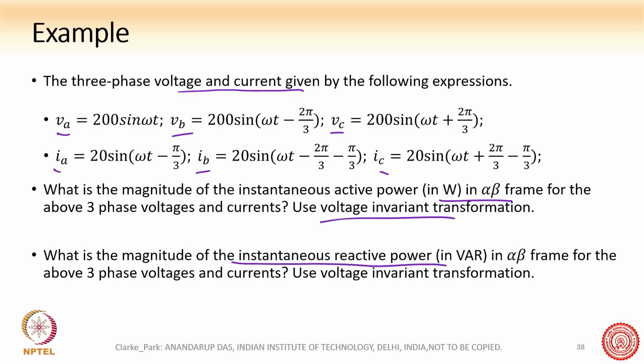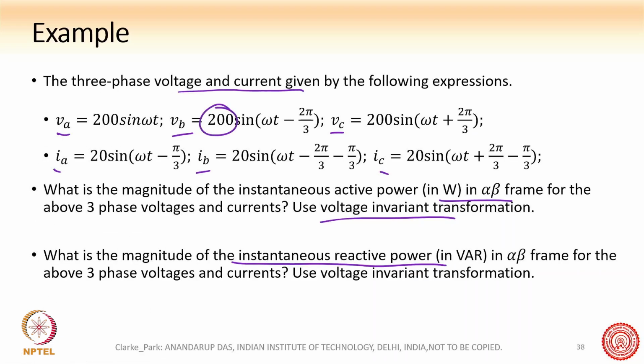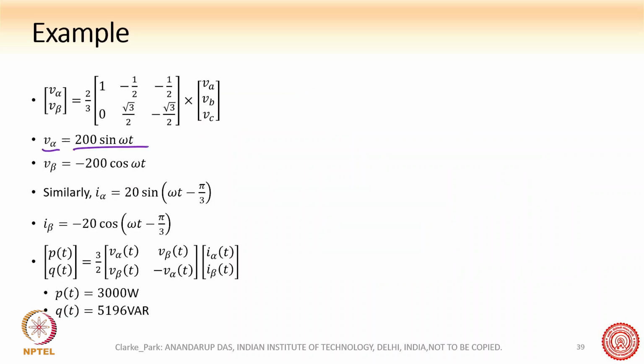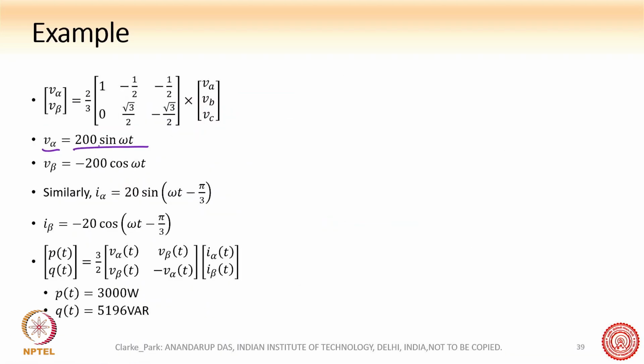Okay, so we use voltage invariant transformation. This is just straightforward application of the matrix, but you can as well write it straight away because we have used magnitude invariant transformation. So which means that this 200 will remain 200, and so V alpha will be 200 sin omega t. So V alpha and VA will become identical, same magnitude, and alpha axis is coinciding with A axis.